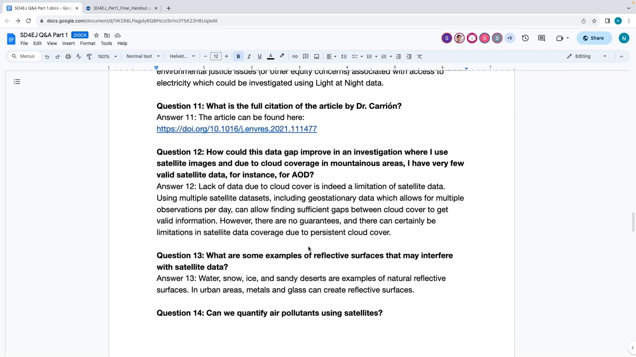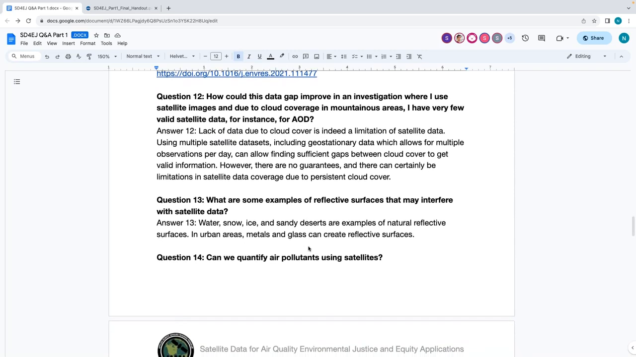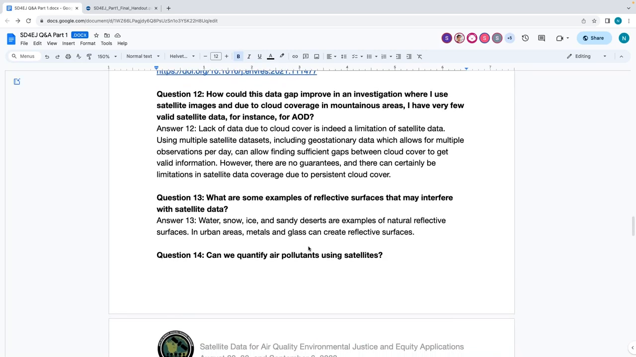Question 12, how could this data gap improve in an investigation where I use satellite images? Due to cloud cover in mountainous areas, I have very few valid satellite data, for instance, AOD. Absolutely, clouds are absolutely a limitation of satellite data. Often by spatial or temporal averaging, we can overcome the lack of clear-sky data. Also using geostationary data or incorporating three-dimensional chemical model output can be ways to overcome it, but indeed that is a barrier, and usually people use averaging to try to get a signal.